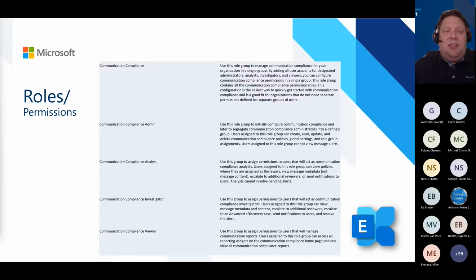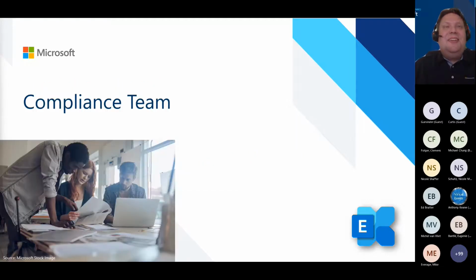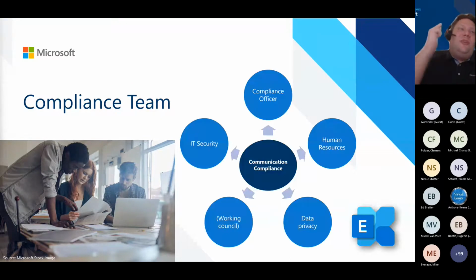Before I start all of this and create my communication compliance roles and policies, the first thing is you have to activate the audit log search. In almost all companies I see the audit log search was activated, but if not, please activate it. This is a prerequisite for communication compliance. Also with Exchange Online, you have to activate the audit logs. And for me, you need a team: activate the audit logs, and create a compliance team with the compliance officer, human resources, data privacy, IT security, and in Germany and France, for example, also the works councils together.